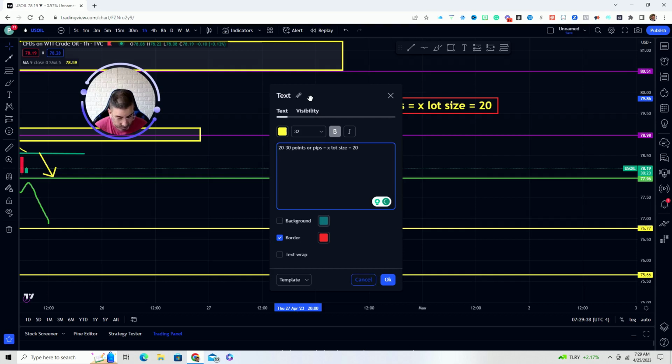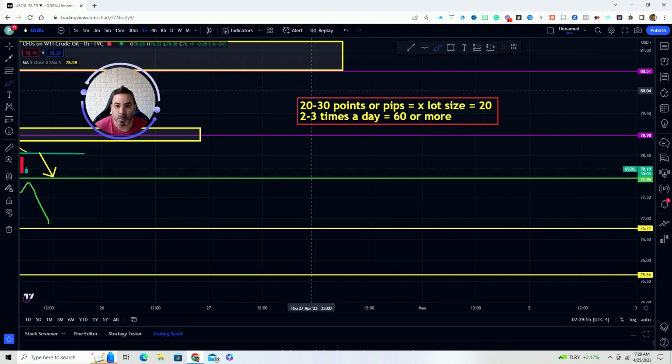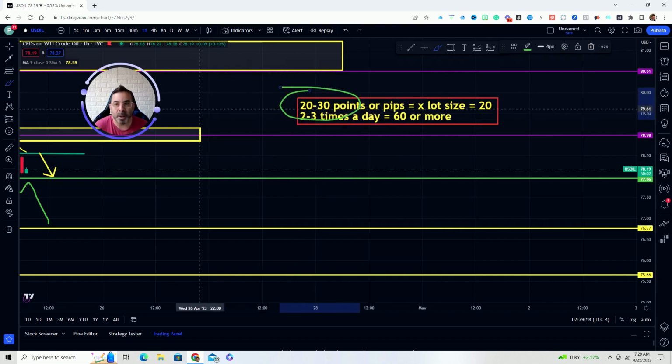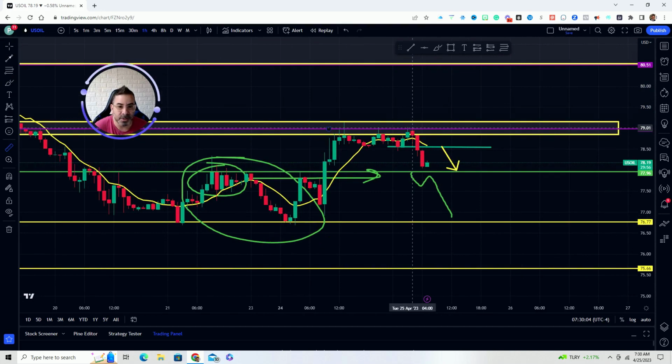Now, if you do that 2 to 3 times a day, you're netting $60 or more depending on what you're trading. Obviously, if you're trading 60 cents, it's going to be less. If you're trading $10, it's going to be more. But this is what I would focus on with crude oil, because crude oil moves 20 to 30 points. If we go back to this scenario, you can clearly see it doesn't take a lot of movement. This entire move down was 94 points, and we're only looking for 20. 20 could be one small candle right there.